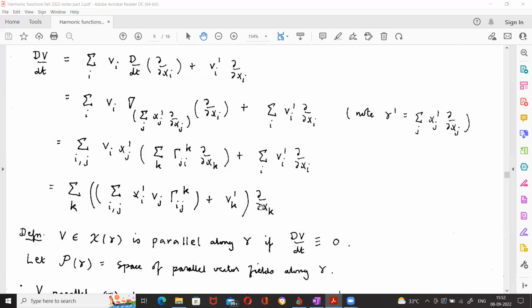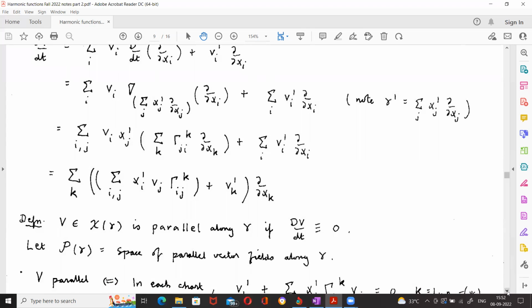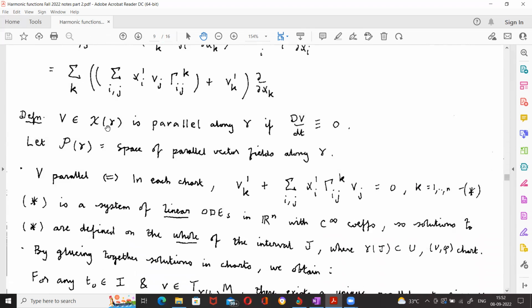Okay. So to finish, we make one important definition: a vector field V along a curve is parallel along gamma if its covariant derivative is identically zero, that is, DV/dt is identically zero. Okay.